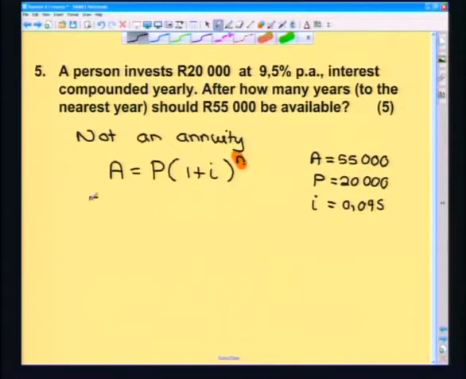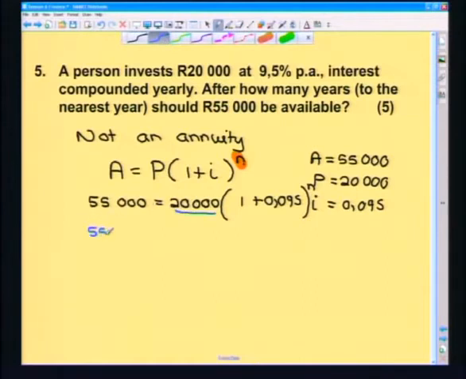Right, so let's go over here. 55,000 is 20,000 times (1 plus 0.095) to the power n. Now, we're going to obviously unpack it, so to get rid of this part, we're going to do this part first. We're going to say 55,000 divided by 20,000 equals, and we've still got here, 1 plus 0.095 to the power n.